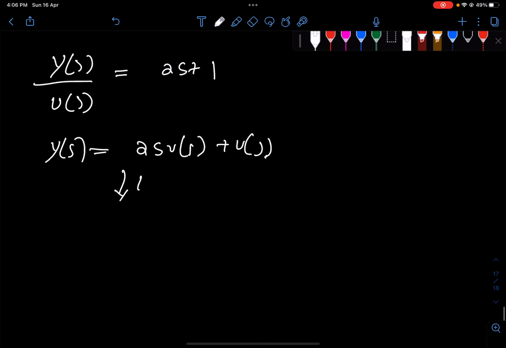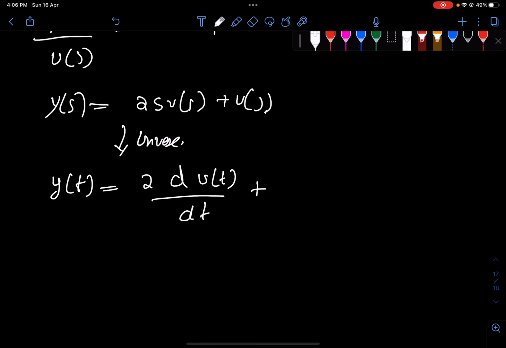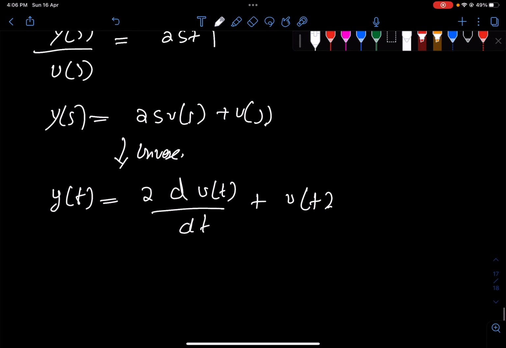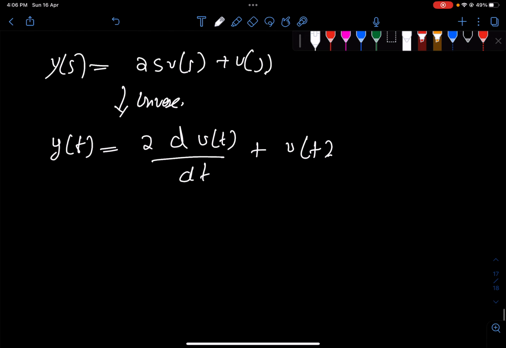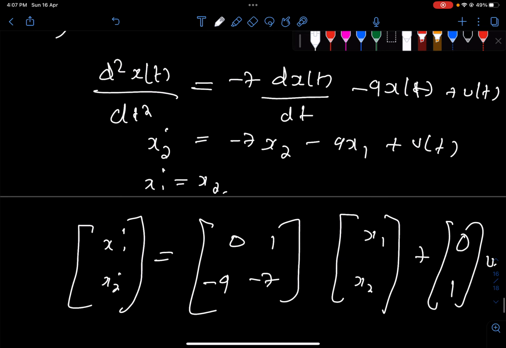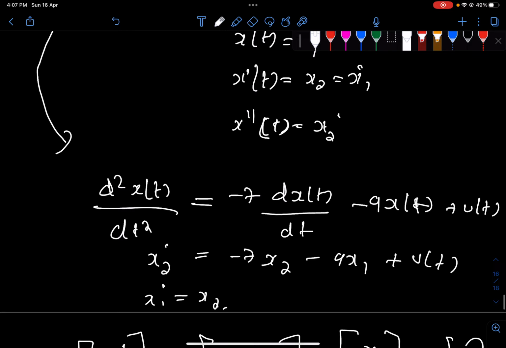Apply inverse Laplace. So y(t) is just what? 2 times the first derivative of x(t) by dt plus x(t). This is what the equation looks like. Wait guys, the second function is Y(s) divided by X(s). Sorry, it's not U(s). So I have made a mistake there.